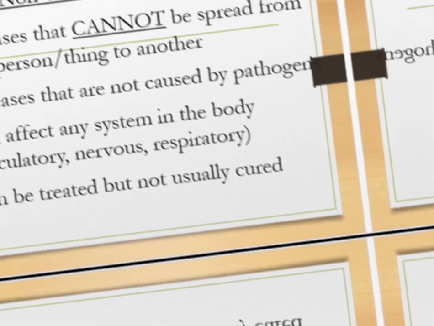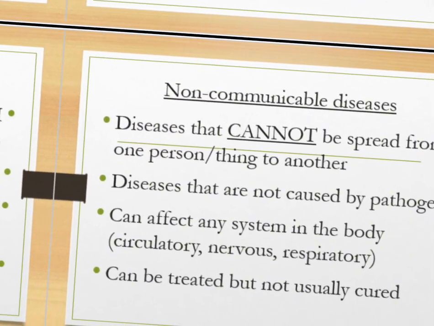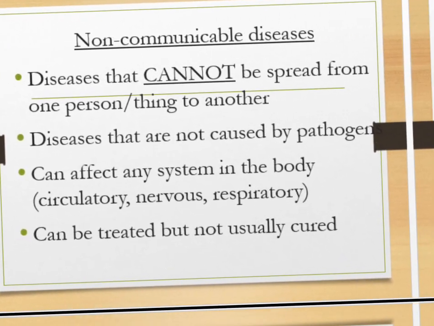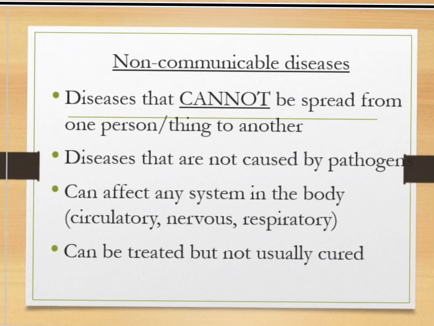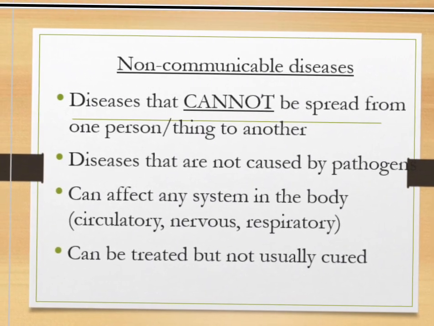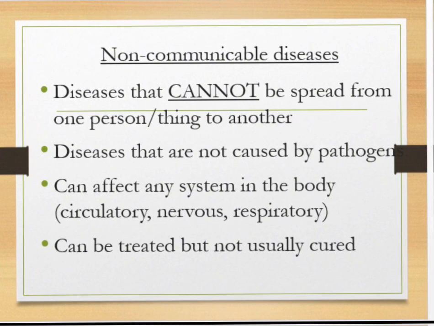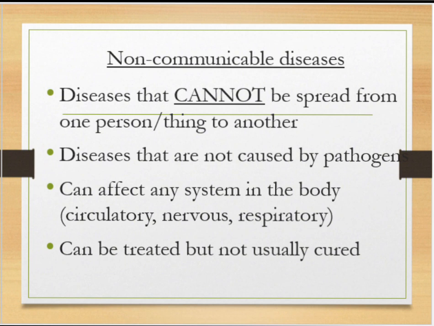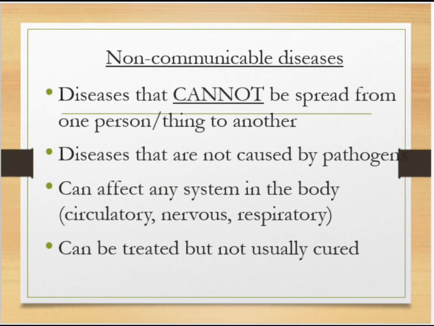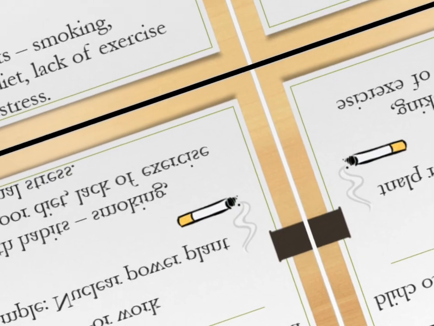So we need to look at non-communicable diseases. These are diseases that cannot be spread from one person or a thing to another. These diseases are not caused by pathogens. They can affect any system in the body, such as the circulatory, nervous, and respiratory systems. They can be treated but not usually cured.